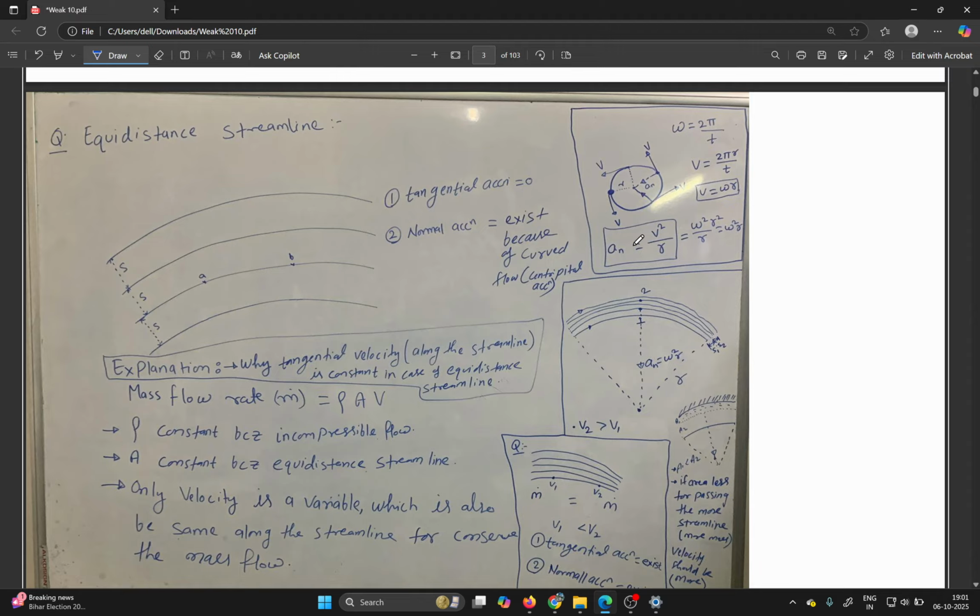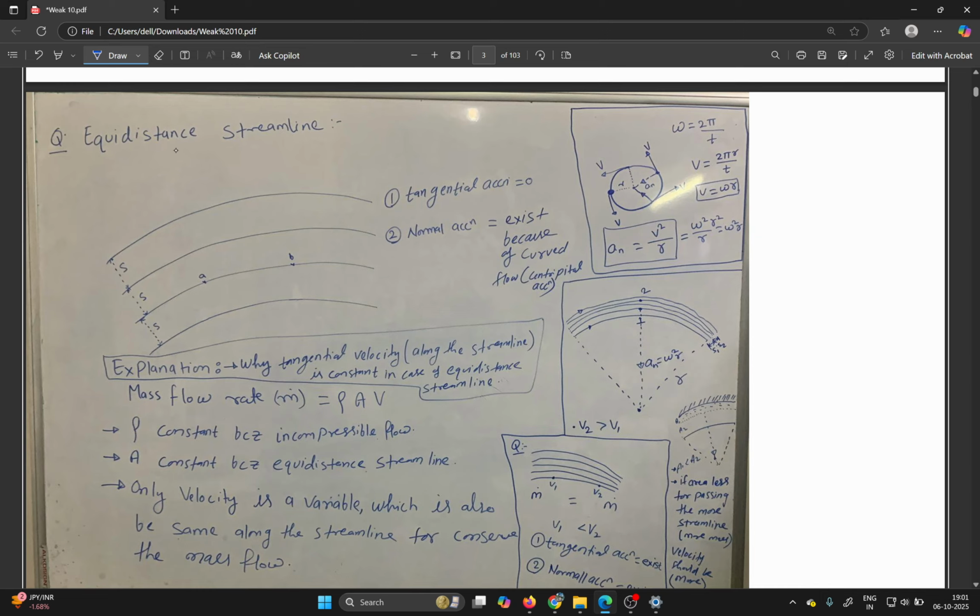Before moving ahead, I have some concepts regarding the equidistant streamline and other things. I want to discuss this because this concept is very important. As we have discussed earlier, 2 or 3 questions already, whether the normal acceleration exists, whether tangential acceleration exists, if the streamline is equidistant or equispaced. So I have some concepts regarding that, then we'll move on to today's topic.